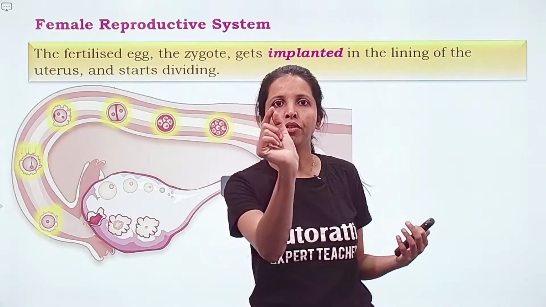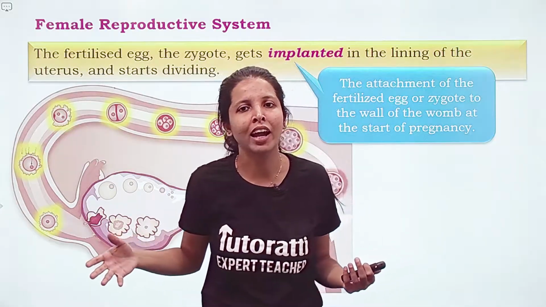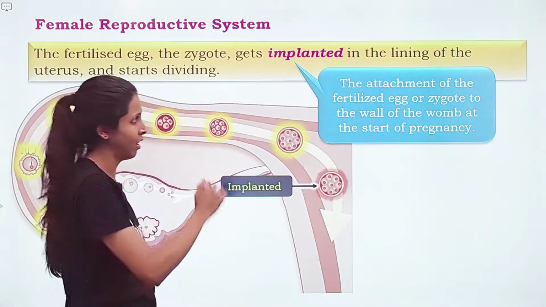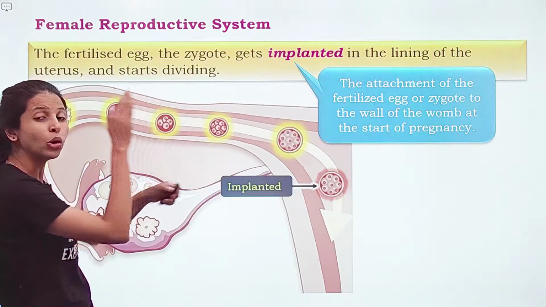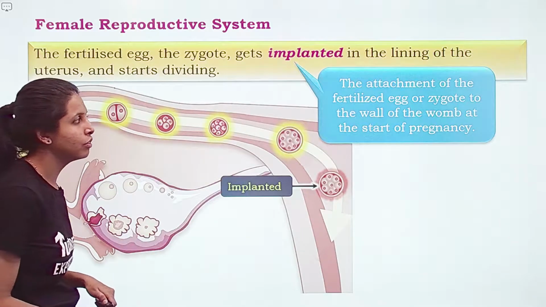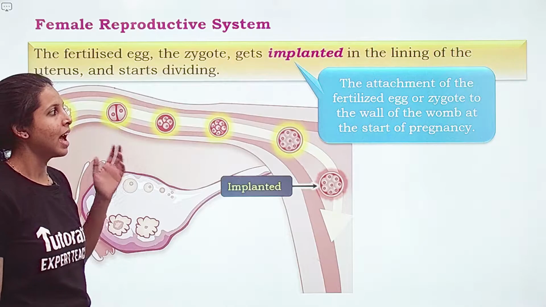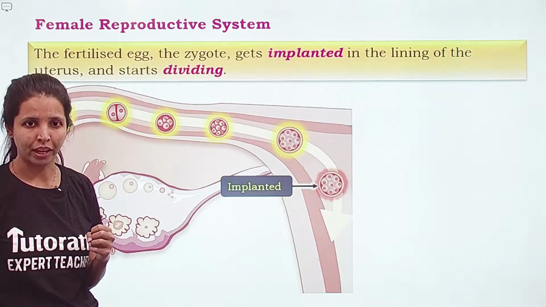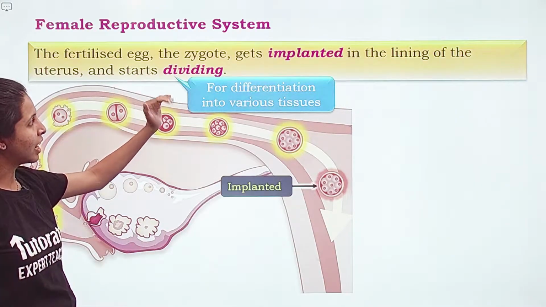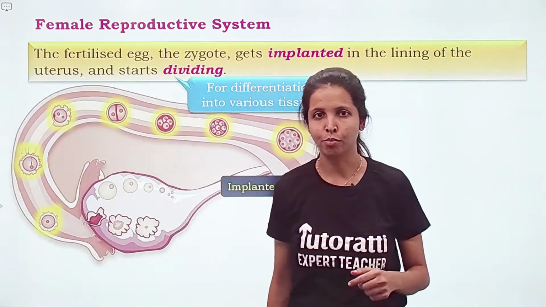Dividing: it will not remain a zygote like this for a lifetime, right? Cells and tissues will divide. Yes, so that is what happens. They get implanted, I told you they get attached. The attachment of the fertilized egg or zygote to the wall of the womb marks the start of pregnancy. And I told you they start dividing for differentiation into various types of tissues.